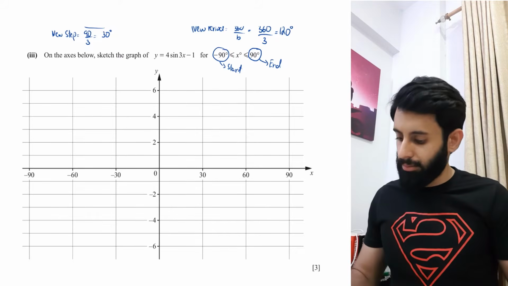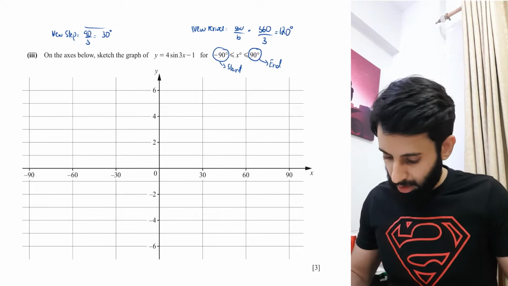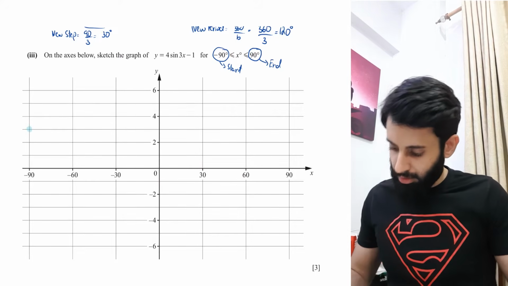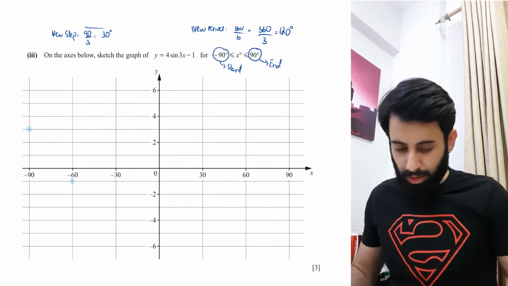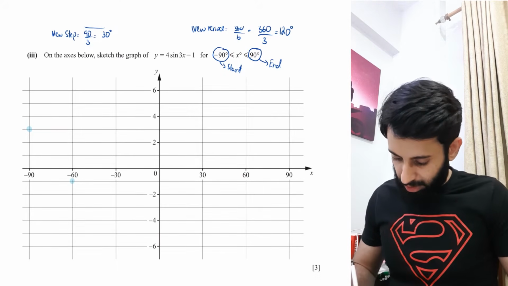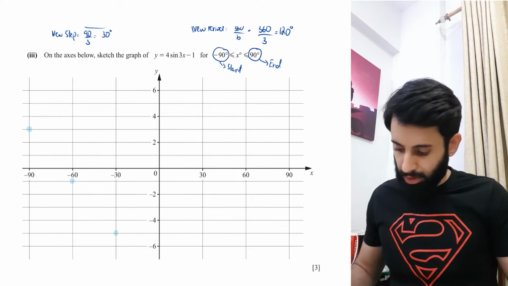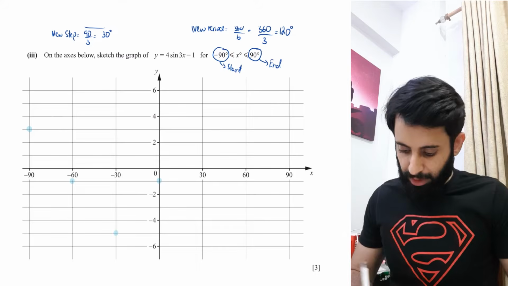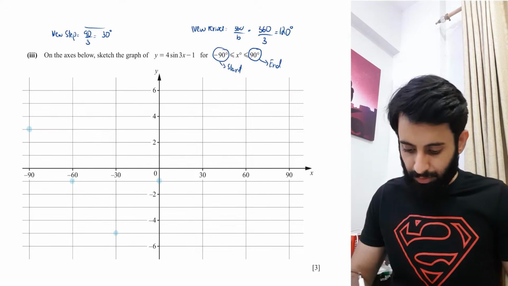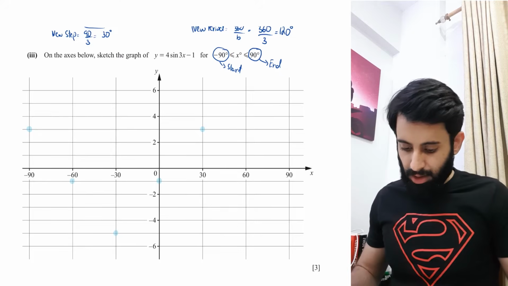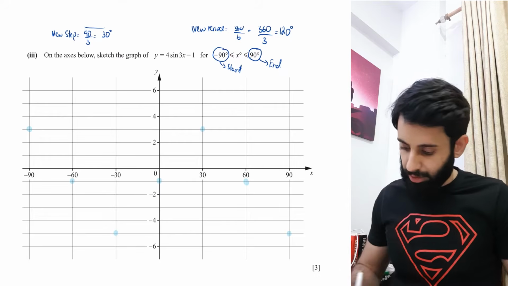Okay, so now I'm going to mark all the values. Starting from minus 90, at minus 90 it's positive 3. So 1, 2, 3. So you can see that I'm marking all the points. At minus 60 it's minus 1. At minus 30 it's minus 5. And then scroll down for the other values. At 0 you'll see minus 1. At 30 you will see 3. At 60 you will see minus 1 again, and at 90 you will see minus 5 again. Okay, so I've marked all the values.